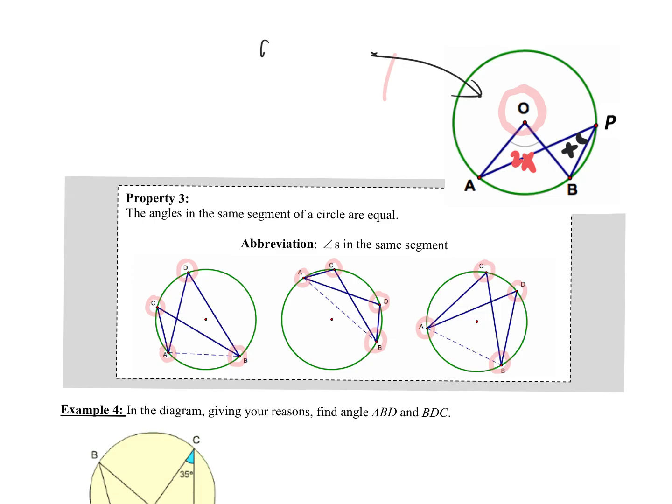This is angle at center, twice angle at circumference. Please see the difference. This is the center. Center. Okay, but these 4 are all at the circumference.